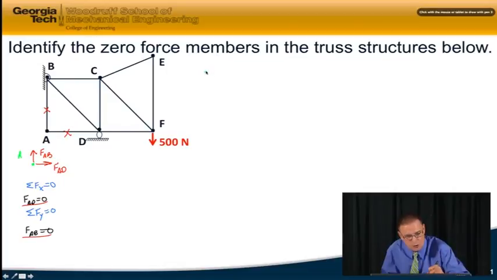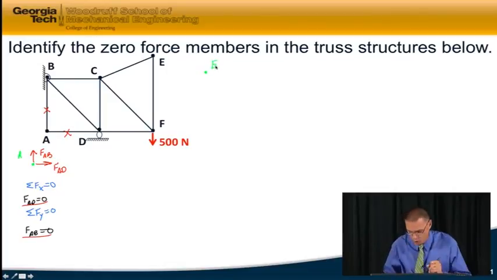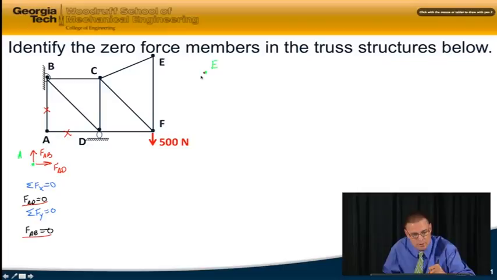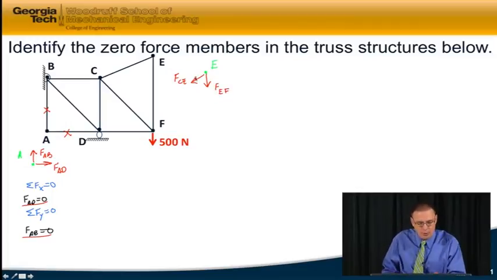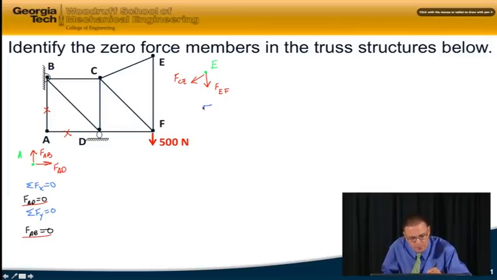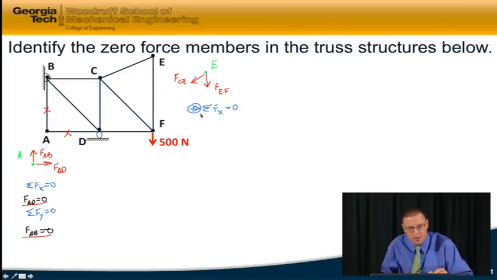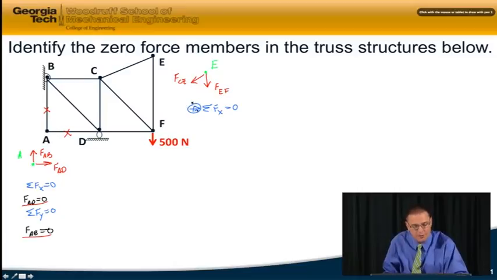It's kind of a special situation here. I've got two assumed tension forces, FCE and FEF. If I sum forces in the y direction, I see I've got two forces, so there's nothing I can tell from that. But if I sum forces in the x direction, you can see that I only have an x component of the force FCE. And so FCE itself must be equal to 0.